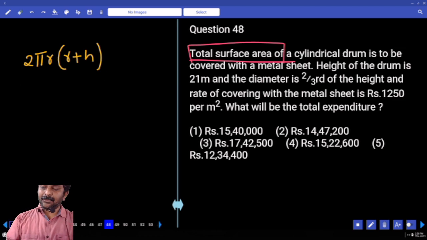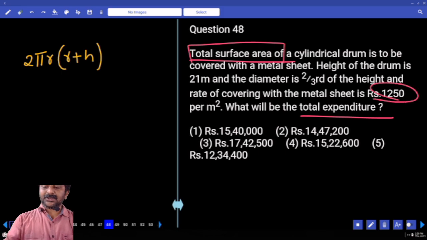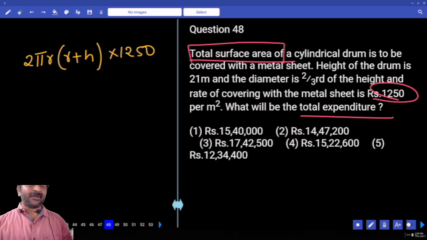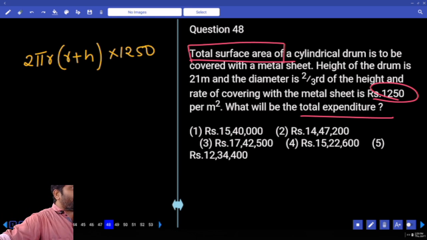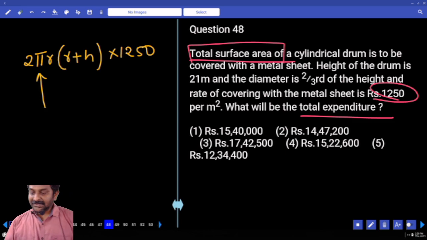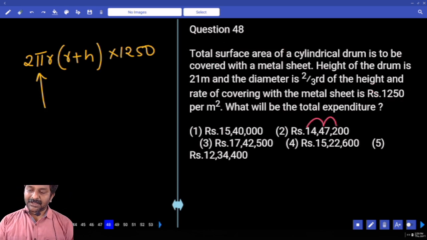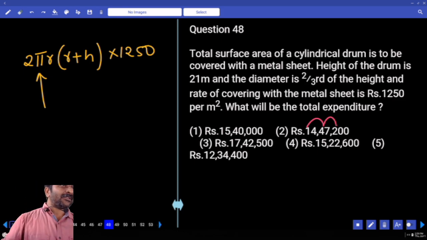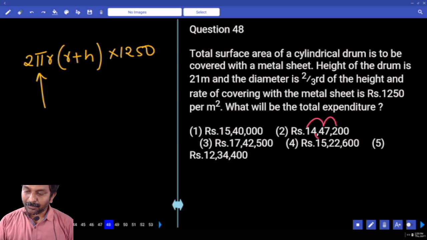But when your question is about costing, total expenditure, that should be multiplied with price per square meter which is 1250. Instead of doing that, as pi is involved in my formula, I know that it's going to be 11 multiple. Observe your first option, is it 11 multiple? Second option, alternate numbers, 1 plus 4 plus 2. No, 4 plus 7 is 11, difference is not 11 multiple, right?